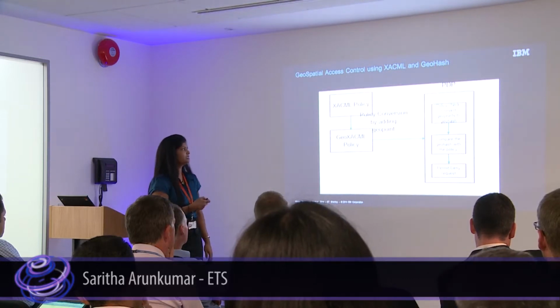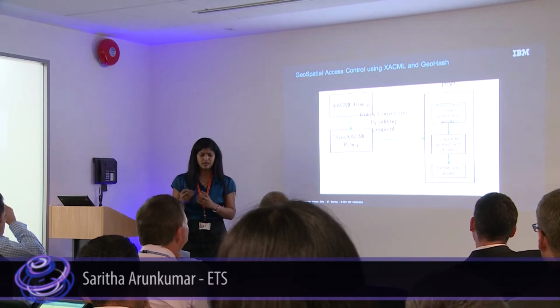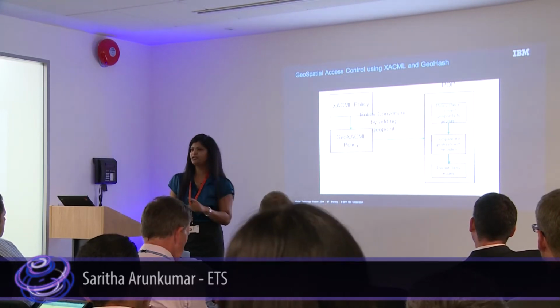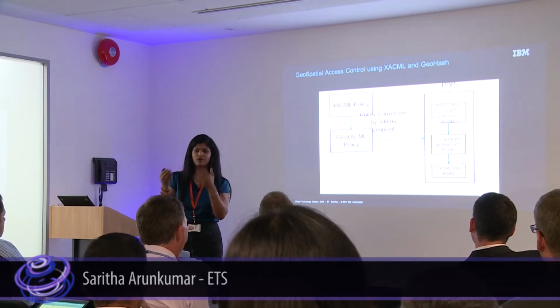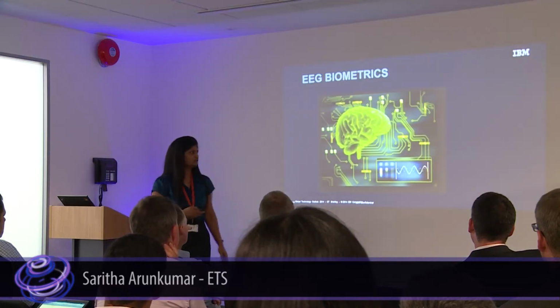The way we do it is to take the XACML engine and convert it into something called Geo-XACML by making use of some new extensions called GeoPolygon. We would define a polygon, and if the person trying to access information is within the polygon, then he gets access to it. We can show you a demo later on this.